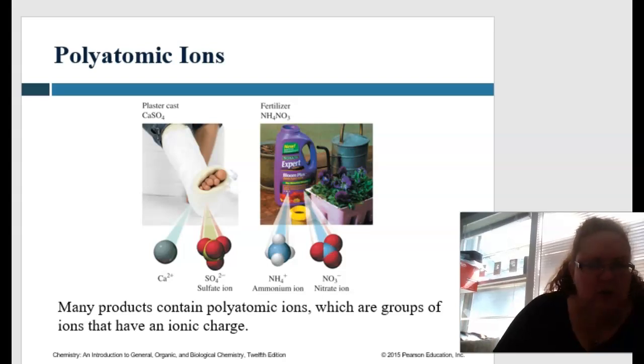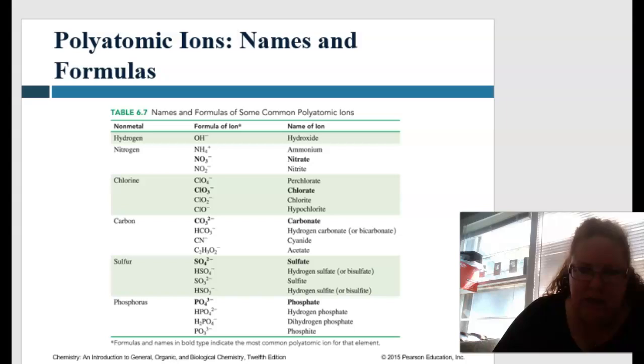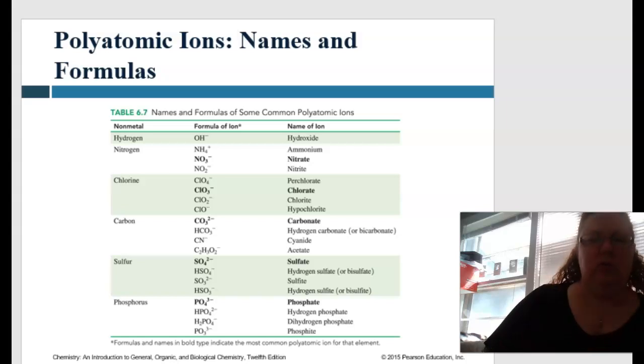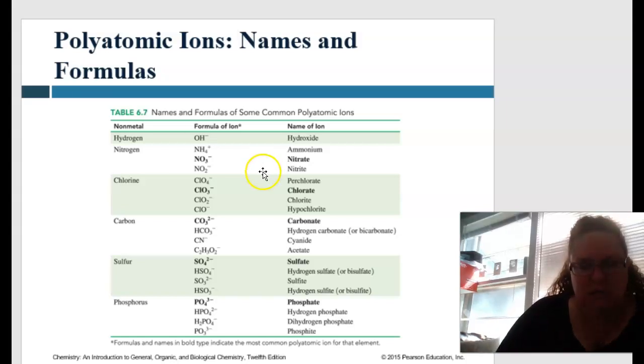Here's a fun little table with the names and formulas of some common polyatomic ions. This is another one that you might want to print off and keep by you for a while to be able to do these calculations. The common ones are highlighted: nitrate, chlorate, carbonate, sulfate, phosphate. You'll notice that the other ones ended in "ide," and these ones are now ending in "ate."